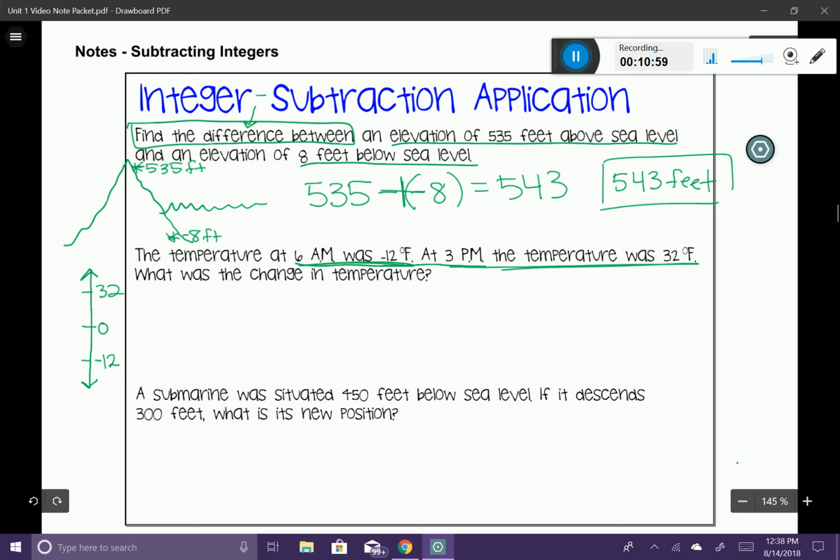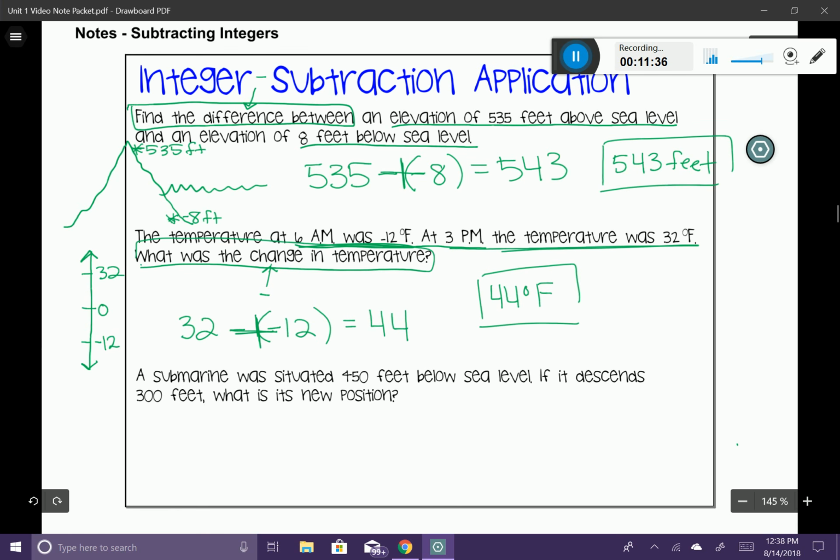So I want to know, what was the change in temperatures? Well, a change means the difference, or subtraction. So I'm going to take my highest minus my lowest. So I'm going to say 32 degrees Fahrenheit minus my lowest temperature of negative 12 is going to leave me with a total of 44 degrees. And I got 44 because I have a minus minus here, which is going to turn into a plus. So it's going to have a difference of 44 degrees Fahrenheit.